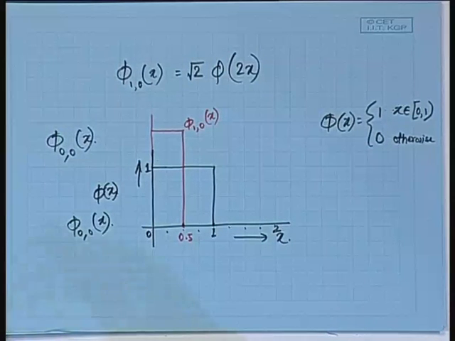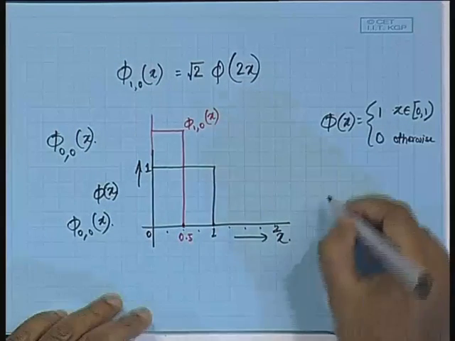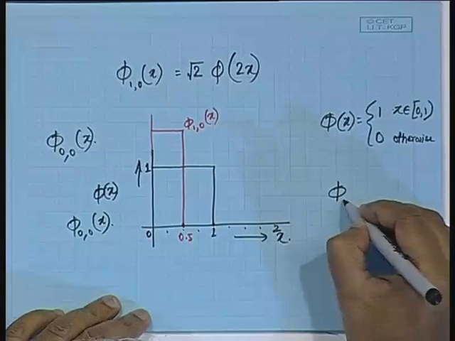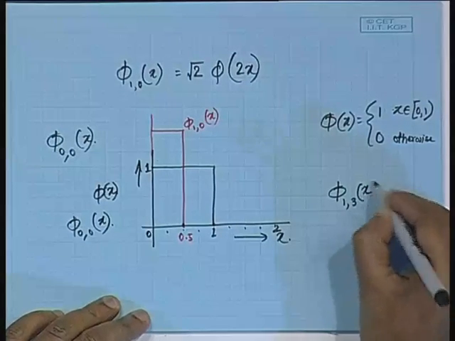Now, supposing I want to know what should be my phi 1 comma 3 x.